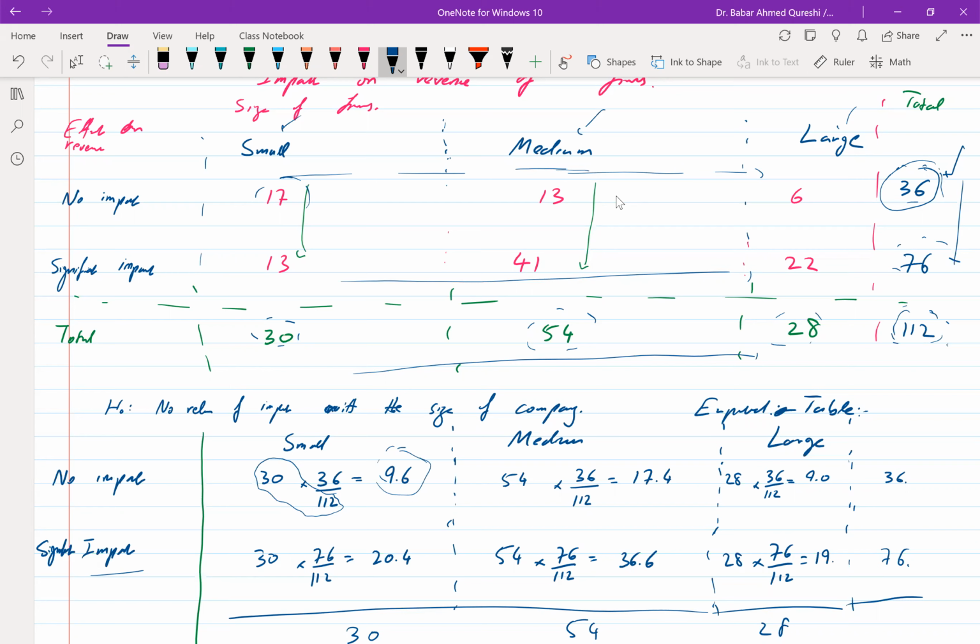Similarly, I can look at this number in the following way. If I pick up a firm at random, the probability of it being medium in my data is 54 out of 112. And since I'm looking at this column of no impact, 36 firms have no impact. So this probability will give me this expected value. So you can do it either way.